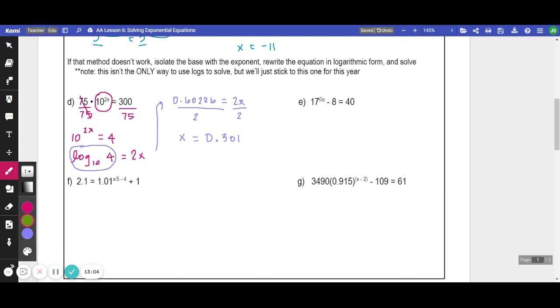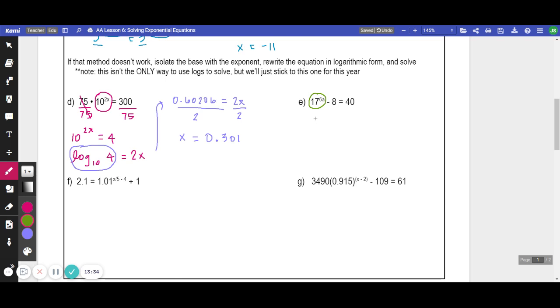Okay, so for step 1, you might want to write these in your notes off to the side because I didn't do this. Step 1, isolate the base with the exponent. Step 2 is to convert it into log form. And step 3 is to solve the algebraic equation. Okay, so here's the term, or the base with the exponent. I want to isolate that.